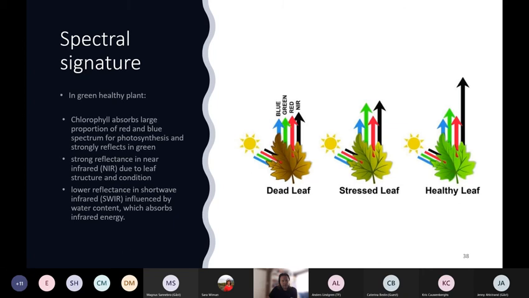Just to follow up on that: a dead leaf would have quite even reflectance between these different bands, and the near infrared is not so strong. A stressed leaf can have some green reflectance, some red, and some near infrared, while the healthy leaf has a very strong reflectance in the near infrared spectra. Yes, we'll continue.